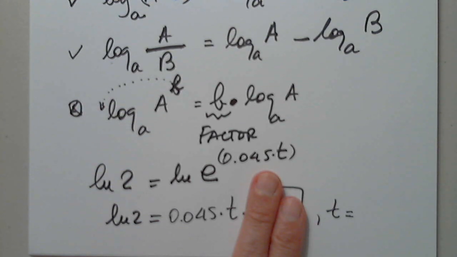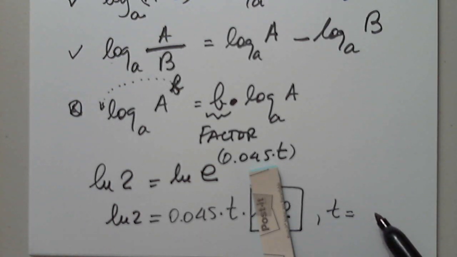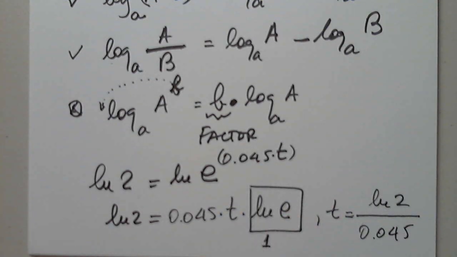How do I write this? Anyone, please? Let's solve this equation for t. Please, anyone? Everyone knows how to solve this equation for t. What will you tell me to write? Divide by... ln 2 by? No. 0.045. Excellent. That's it. Awesome.